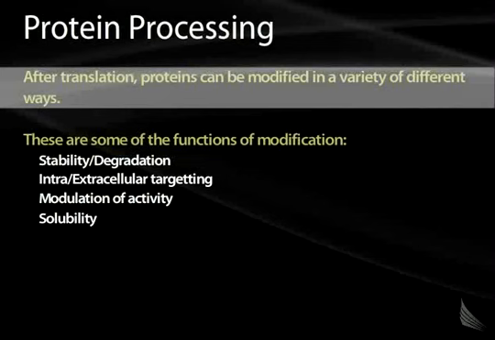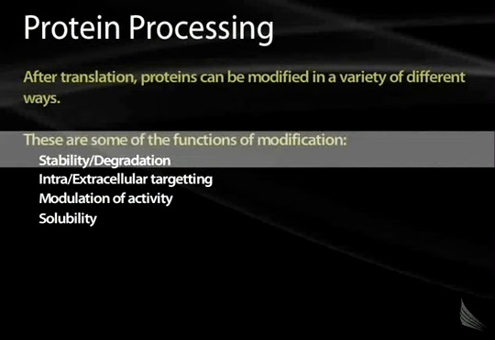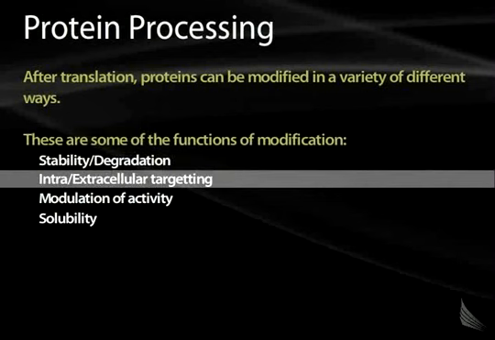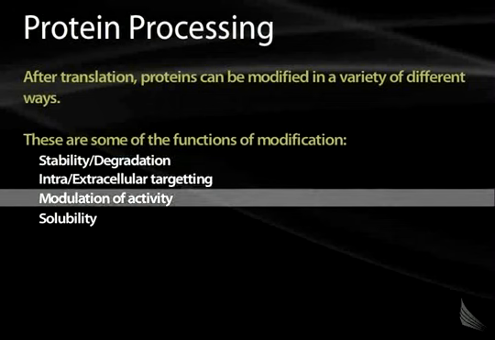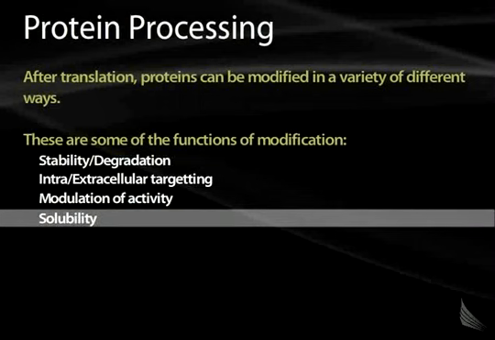One is that modification of the proteins can increase their stability or decrease the degradation of the proteins. Or in certain cases, modification of the proteins decreases the stability and allows them to be turned over at a higher rate. Another function of modification is to target the proteins to particular locations, either within the cell or outside the cell. The third is modulation of activity. Processing proteins in different ways can change or regulate their activity. The fourth reason for modification is to increase or decrease the solubility of proteins.